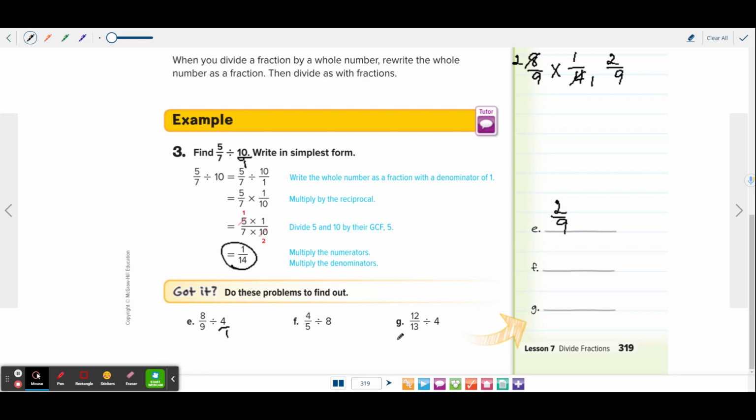Okay. And again, if you want to pause this to work F and G, you can do that and then come back. Okay. So that was E up here.